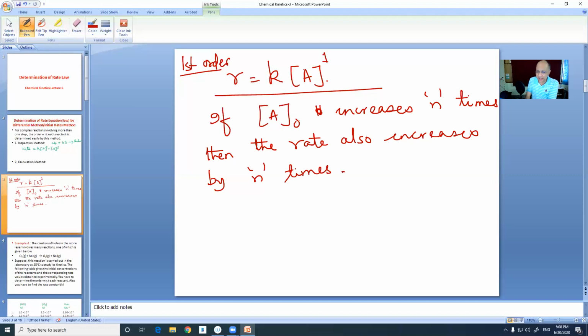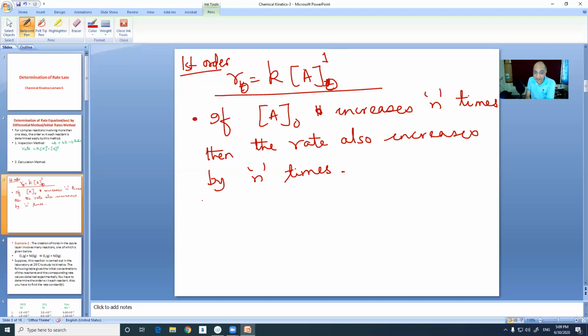If the concentration, it can be initial concentration. We call it initial concentration. This is actually T, AT. But we shall be taking different initial concentration and initial rate. Doesn't matter. If this will be T, this will be T. If this will be 0, this will be 0. So we will be taking different initial concentrations and different initial rates. So if the number of times that the concentration of the reactant increases is n, then the rate also increases by n, because the power is 1 here.